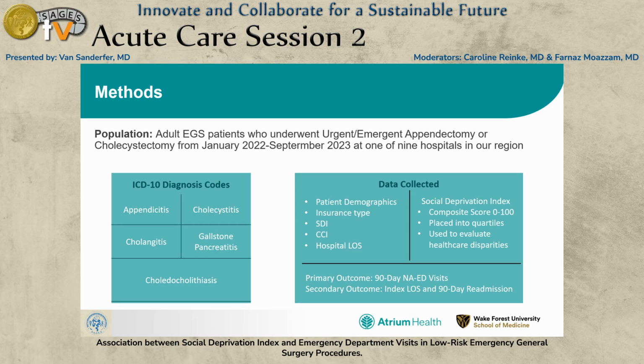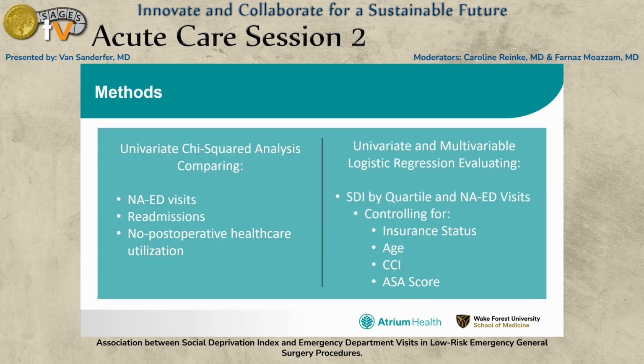Our primary outcome was 90-day non-readmission ED visits, and secondary outcomes were index length of stay as well as 90-day readmissions. So we then performed a univariate chi-squared analysis as well as a univariate and multivariate logistic regression evaluating SDI by quartile and NAED visits. We controlled for insurance status, age, CCI, and ASA score.